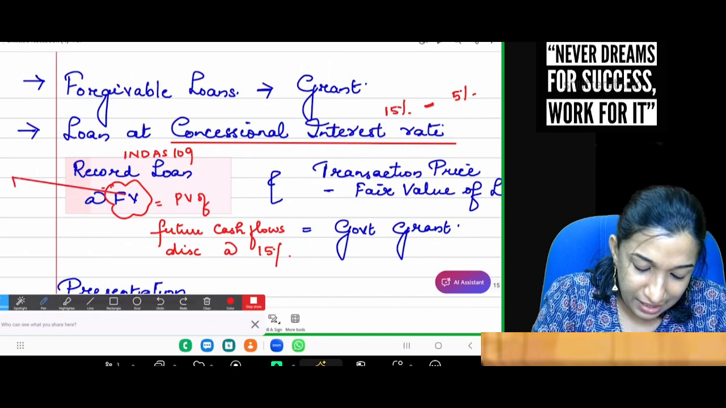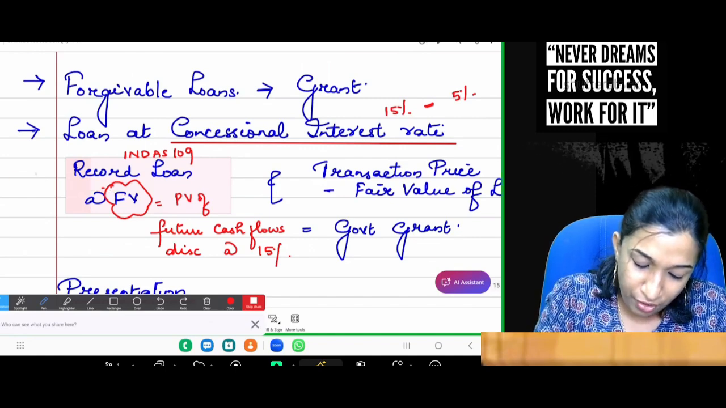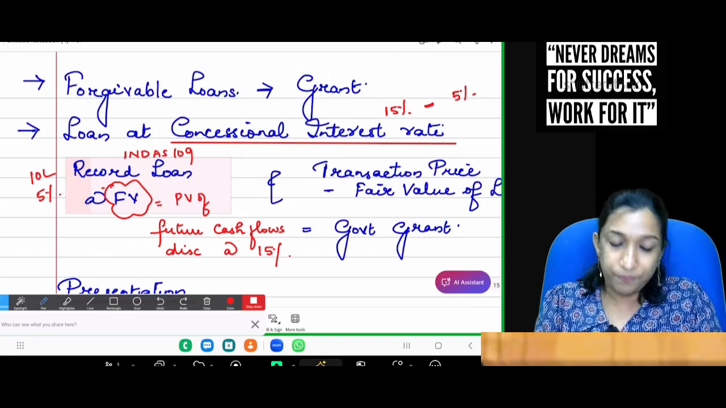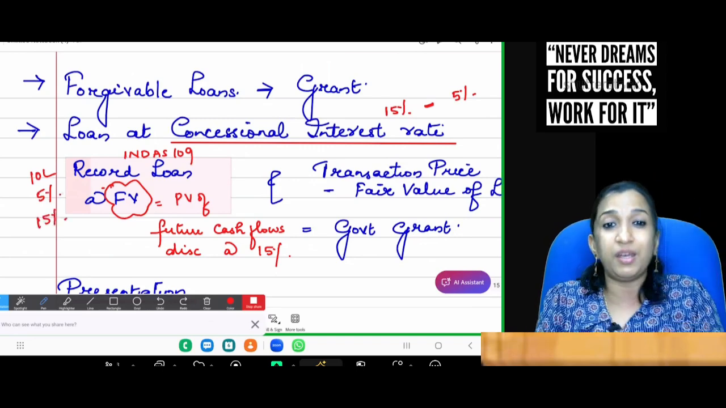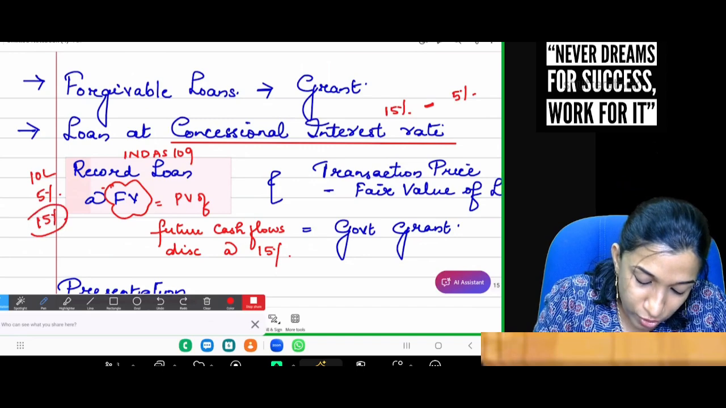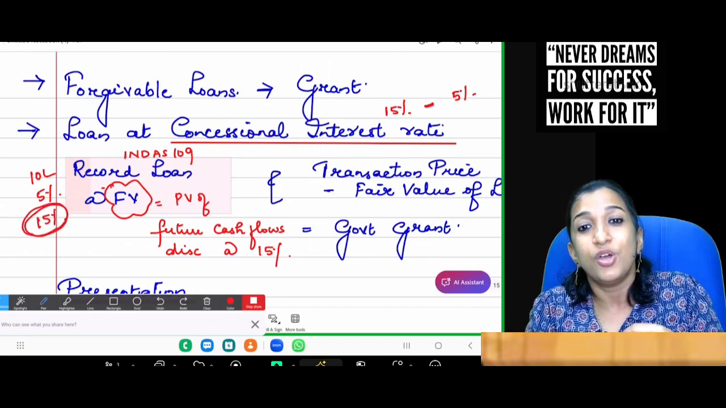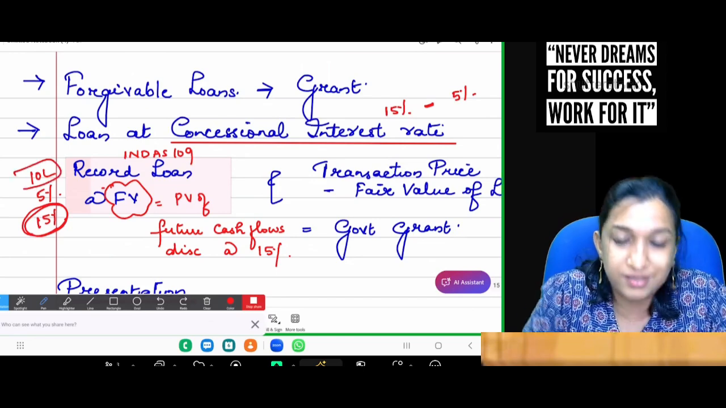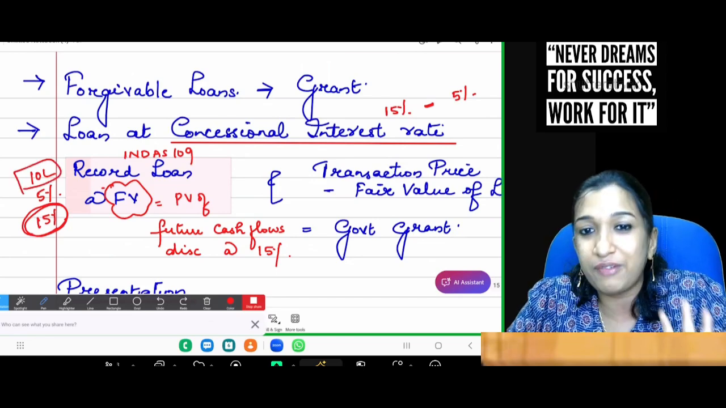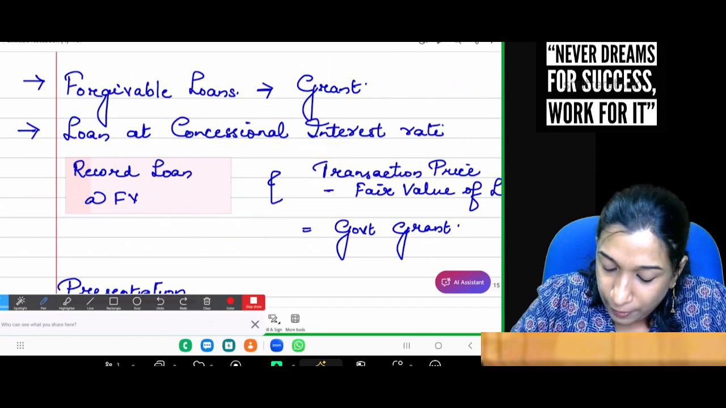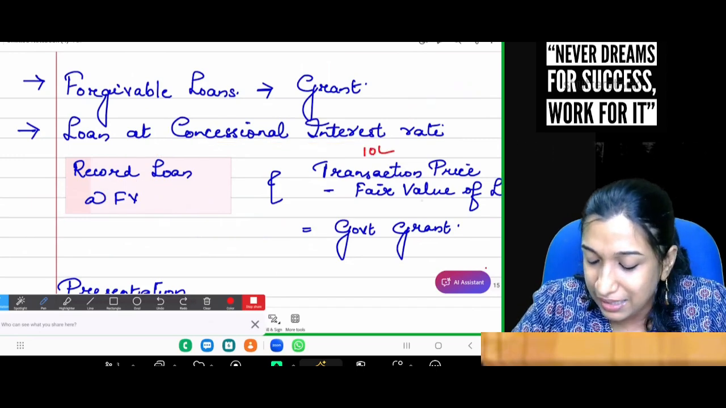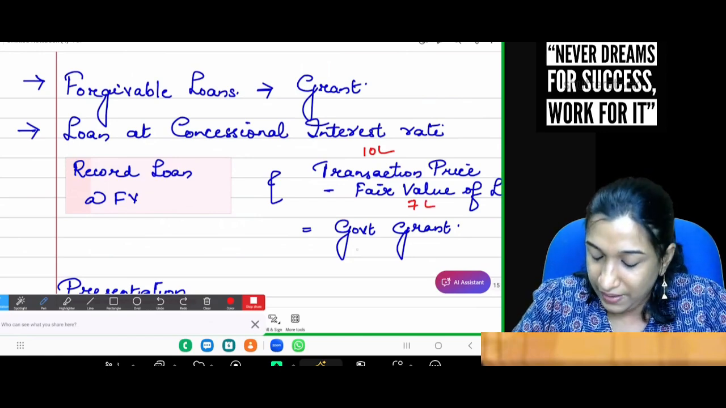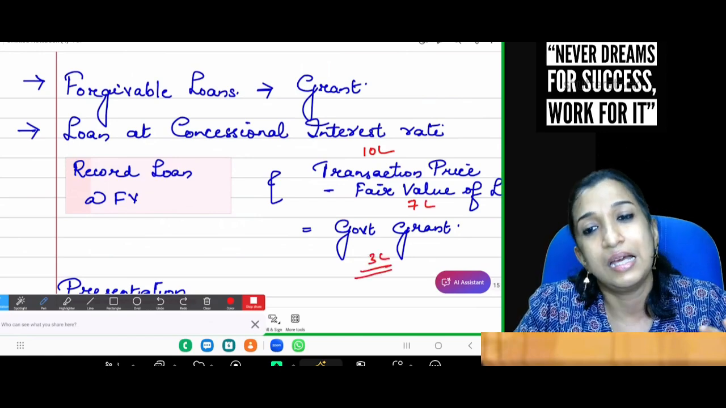That is, if you have taken a 10 lakhs loan, the actual interest rate is 5%. Market interest rate is 15%. Then outflows will be discounted at 15%. So your fair value will be a much lower value than this 10 lakhs. Therefore, transaction price minus fair value. Say for example, 7 lakhs is the fair value. The difference, 3 lakhs, will be treated as government grant.